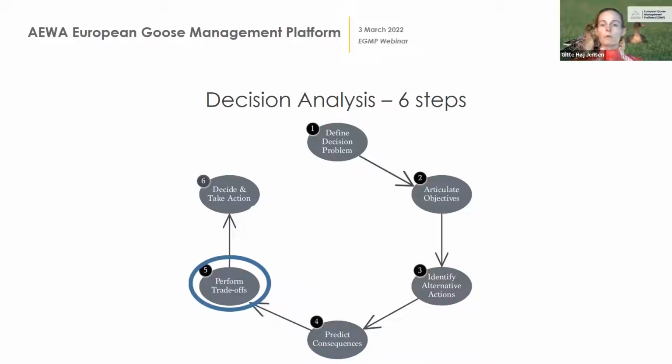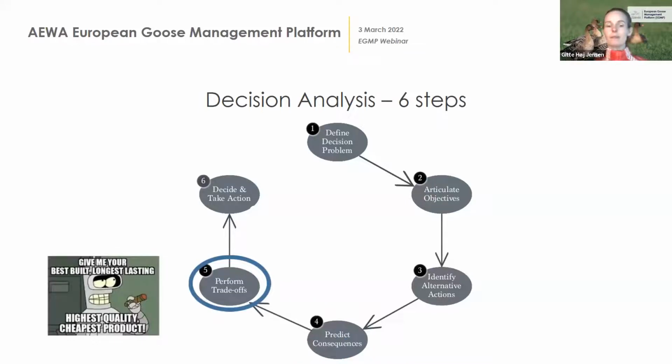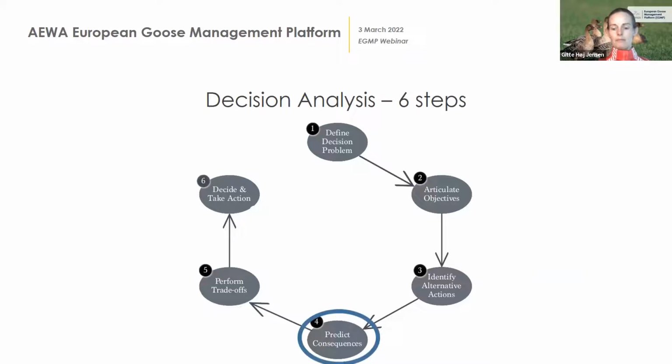Moreover, we often want to achieve multiple things. And when we want to achieve multiple things, it's rarely that we can do perfect on all of them. And then we need to do some trade-offs. For example, with the tiger bean goose, we want to recover it, but at the same time, we want to allow for some hunting opportunities.